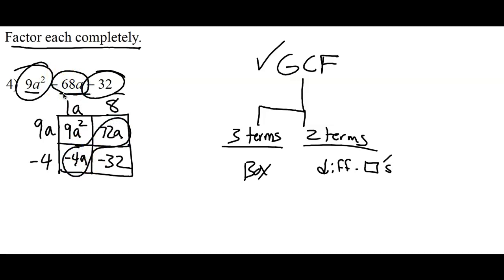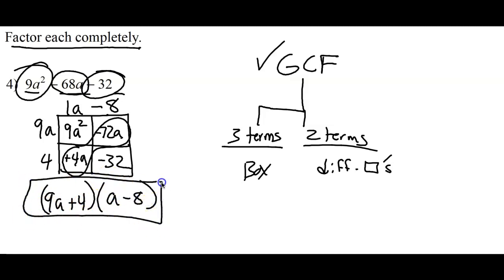It's close, but it's still not quite right, because if I combine these, I get positive 68, but I want negative 68. Whenever you have the right number but wrong signs, that's a real easy fix. Just switch the signs. Instead of making the 4 negative, make the 8 negative. That just reverses their signs. So now I've got my pair here. It's 9a plus 4 times a minus 8.